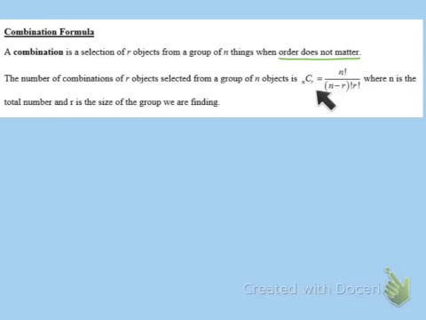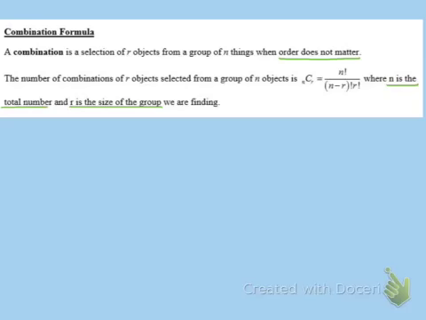Now you're going to see some pretty similar notation here: nCr this time for combination. And you see another crazy formula here. Again, our calculator will help us with this. So if you have a graphing calculator in class every day, you're going to get to use this calculator shortcut instead of this crazy fraction. Like the permutation formula, n still stands for the total number, and r is the size of the group we are finding.